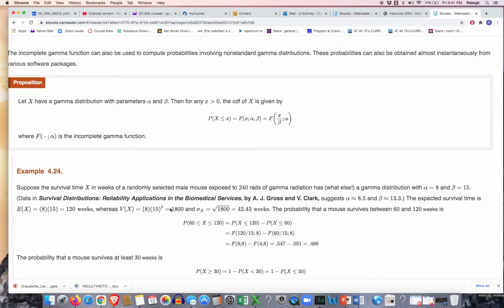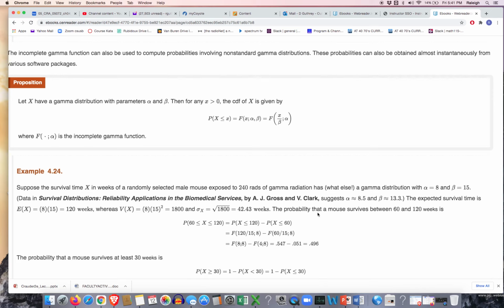And expected survival time now, E of x, would equal alpha times beta, 120 weeks. That's over 2 years. The variance would equal alpha times beta squared, 1800, and then we'd square root that to get to about 42 weeks as a standard deviation, which is about a third of the expected value.